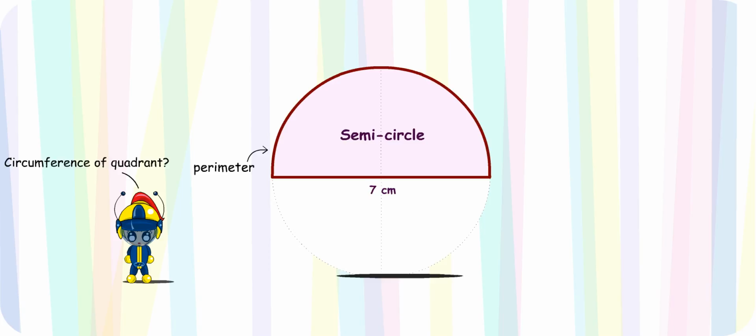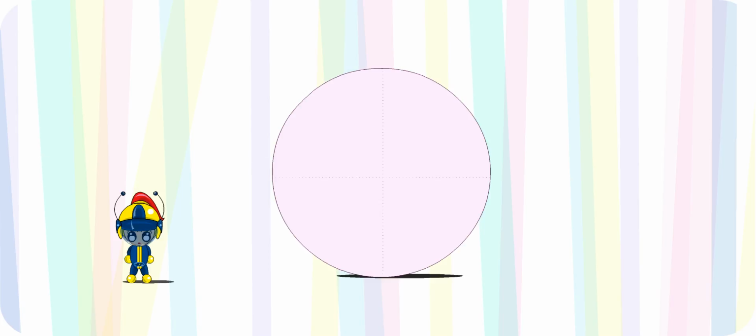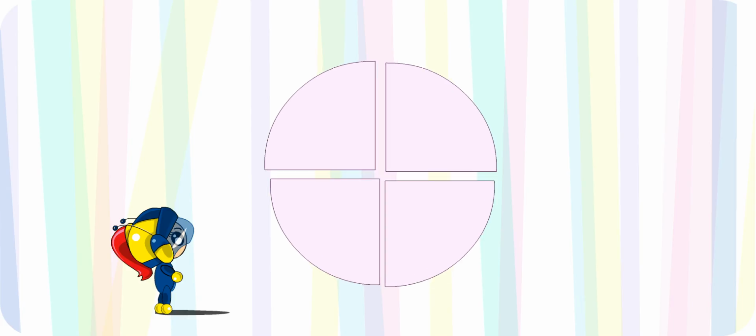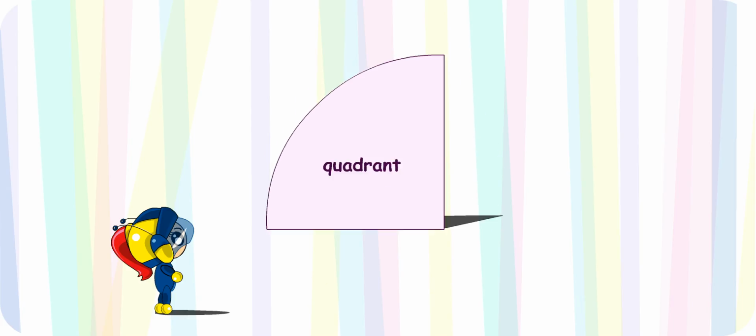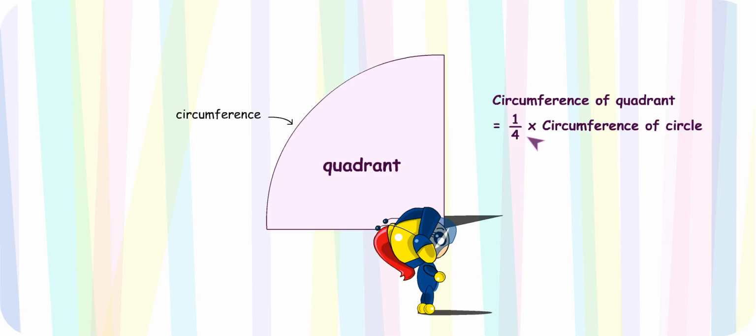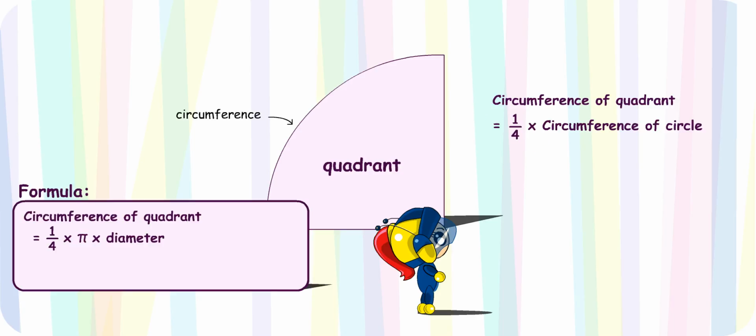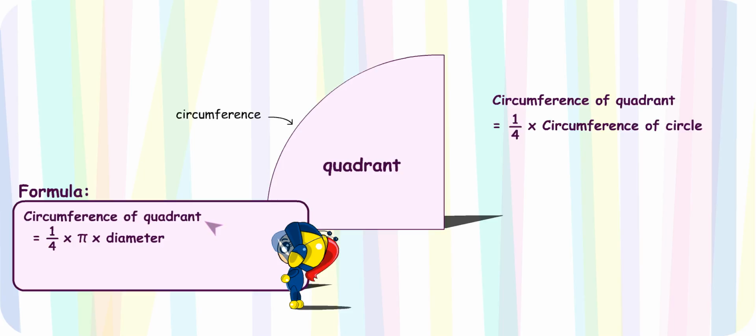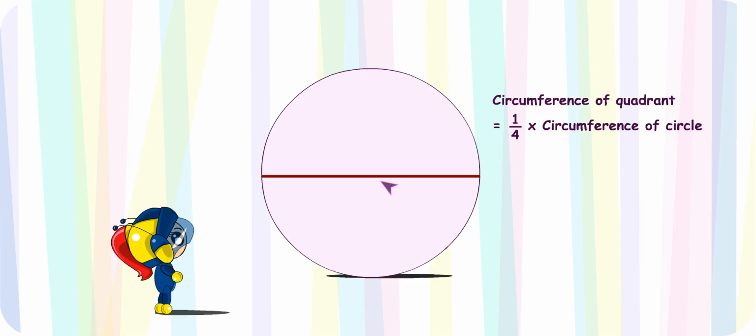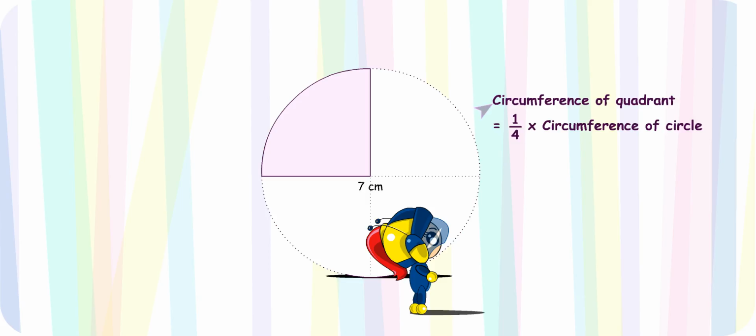What about finding the circumference of a quadrant? A quadrant is a circle that is cut into 4 equal pieces. Similarly, the circumference of the quadrant is 1/4 of that of the circle. Thus, the formula for finding the circumference of a quadrant is 1/4 times pi times diameter. The diameter of this circle is 7 centimeters. Thus, the circumference of its quadrant is 1/4 times 22 over 7 times 7, which is 5.5 centimeters.